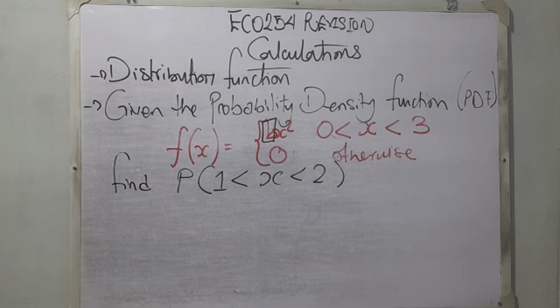The first thing we're supposed to do in a situation like this is to first find the value of b. And by doing so, we are going to be using the density function.